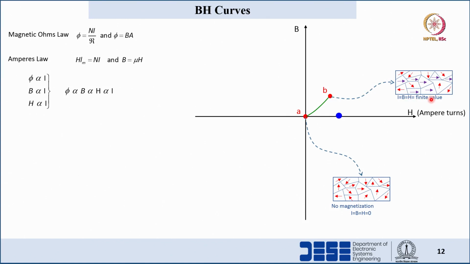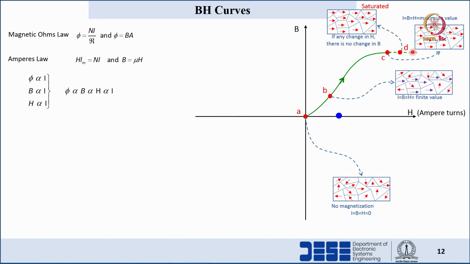If we increase the current and the MMF as well as B fields, then all domains will align in one particular direction. We can see in this plot at point C, where current, B fields and H fields have reached the maximum. What will happen if we increase the current or MMF further? If we increase the current or MMF further beyond point D, there is no change in magnetization, because all magnetic domains are aligned in one particular direction, that is, with the applied magnetic field. If there is any change in H or current, there is no change in B fields, which means the core is saturated. Here permeability is equal to 0. If we take the slope of this line, the slope is 0, it is parallel to the x axis.